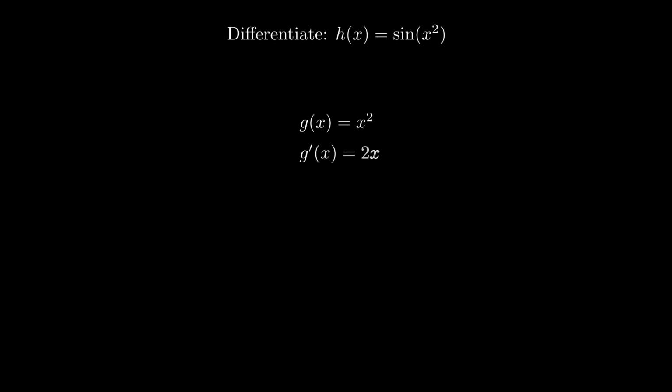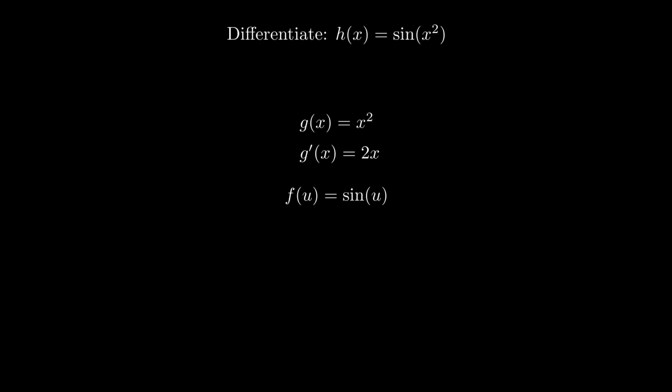So let's take an example. Let's take a function h of x, which is equal to sine of x squared. Now, in order to use the chain rule, we need to split this up into different components. We need to start by taking the innermost function, so in this case, the x squared. We let that equal g of x, and we do the derivative of this. So the derivative of g of x is 2x.